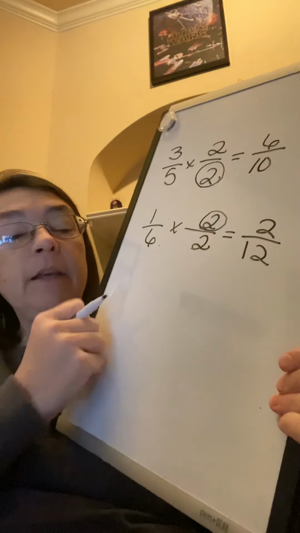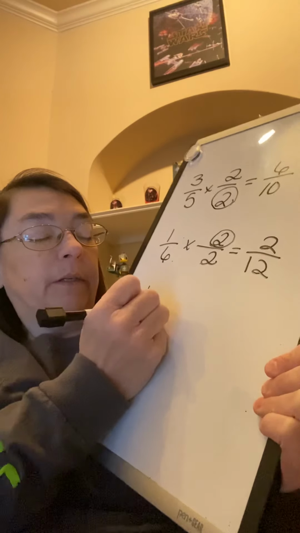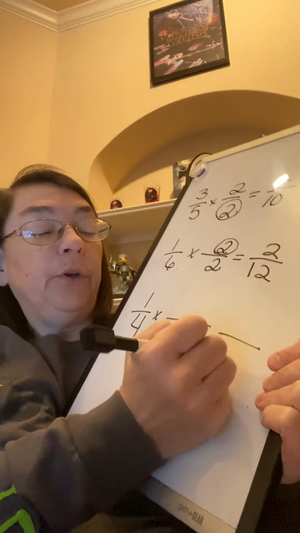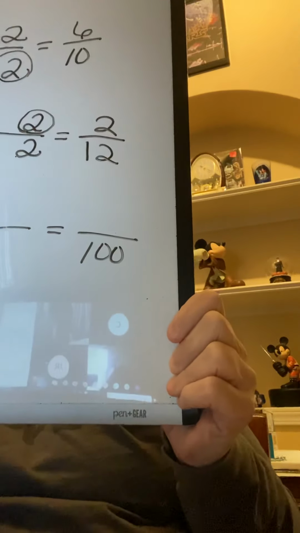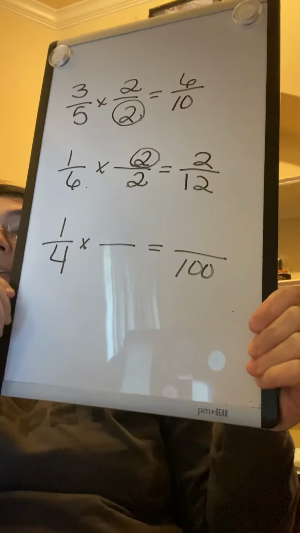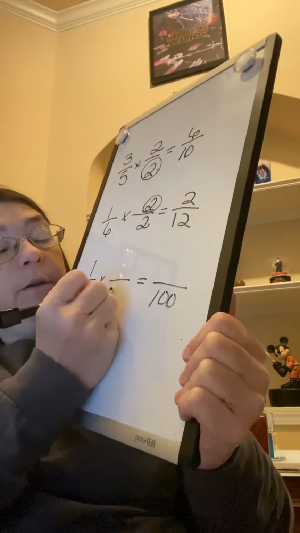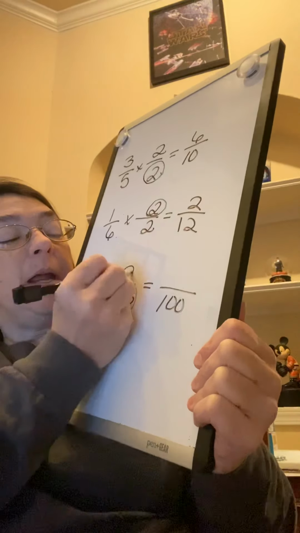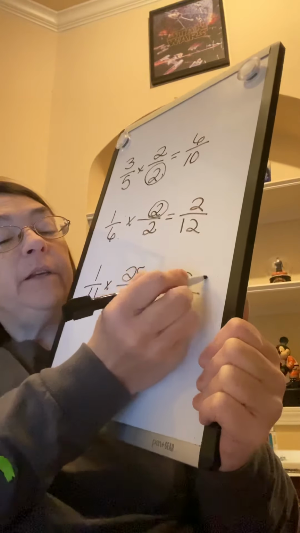All right. The next one, a lot of you got lost on. 1/4 times blank equals 100. You had to figure out 4 times what equals 100? 25. Whatever I do to the bottom, I have to do to the top. So 1 times 25 is 25.